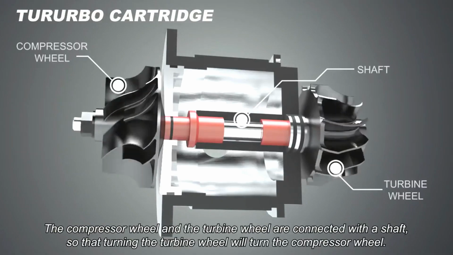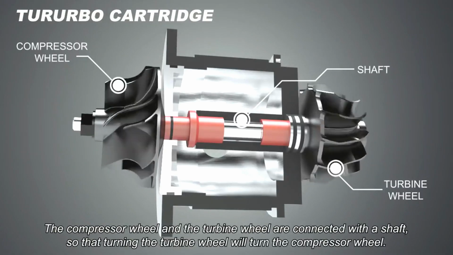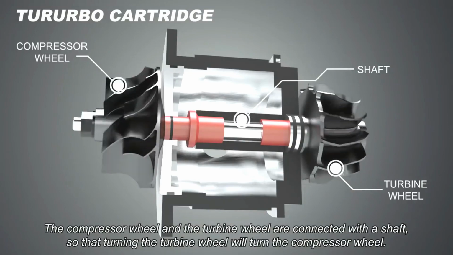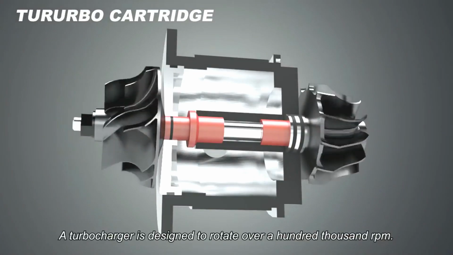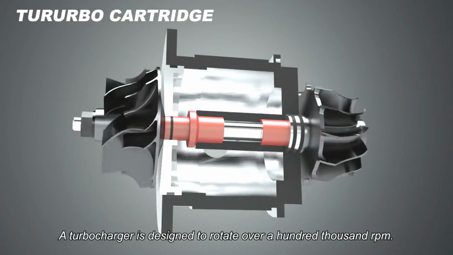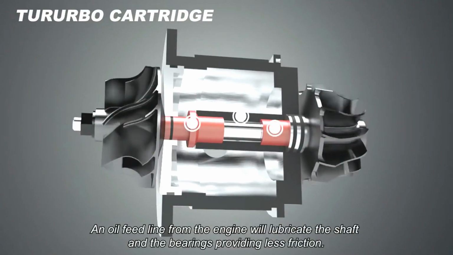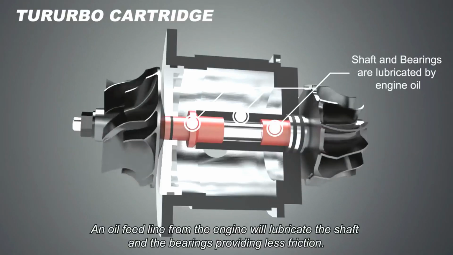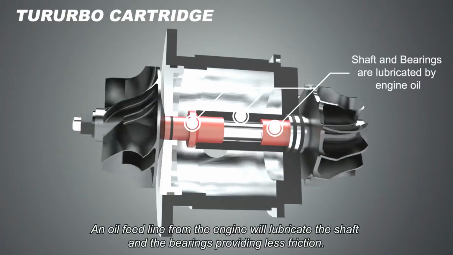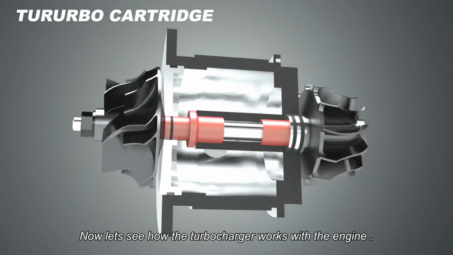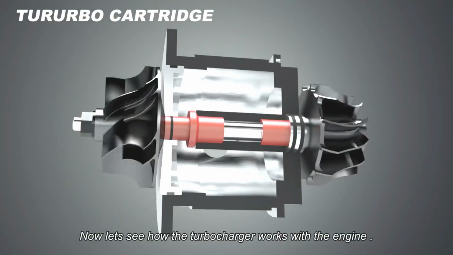The compressor wheel and the turbine wheel are connected with a shaft, so that turning the turbine wheel will turn the compressor wheel. A turbocharger is designed to rotate over 100,000 RPM. An oil feed line from the engine will lubricate the shaft and the bearings, providing less friction. Now, let's see how the turbocharger works with the engine.